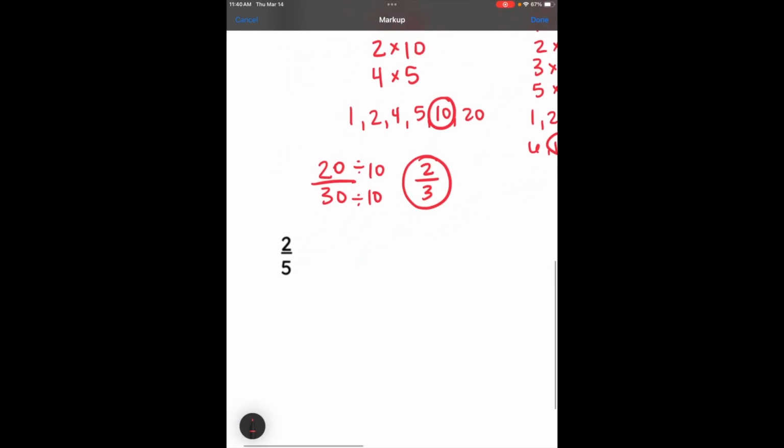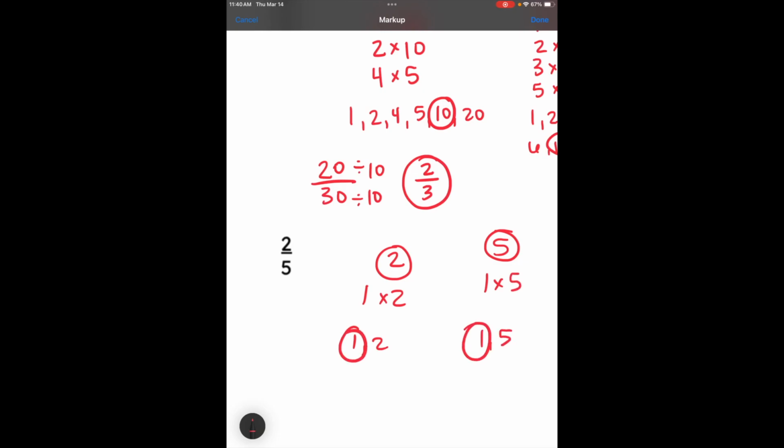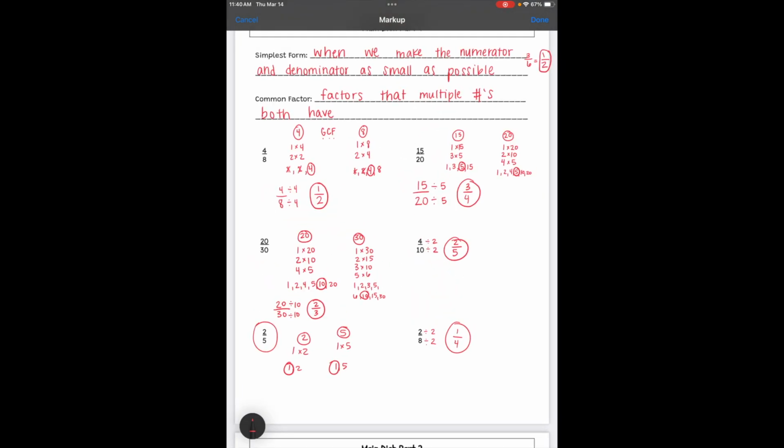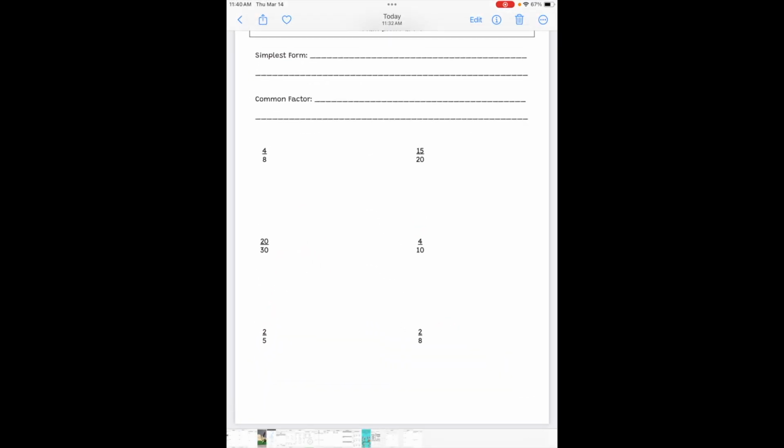Same thing, so going back down to this fraction actually, we can't divide 2 and 5. If I was to factor these out, 1 times 2, so 1 and 2, 1 times 5, 1 and 5. The only common factor that they have together is 1, and if I divide 2 and 5 by 1, I get the same fraction. So this tells me that 2/5 is already in simplest form. 2/8, we can use our knowledge that we can divide both of these by 2 to get the simplest form of 1/4. Go ahead and turn to main dish part 2.